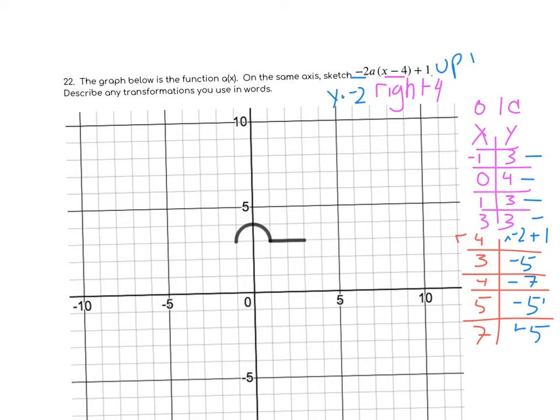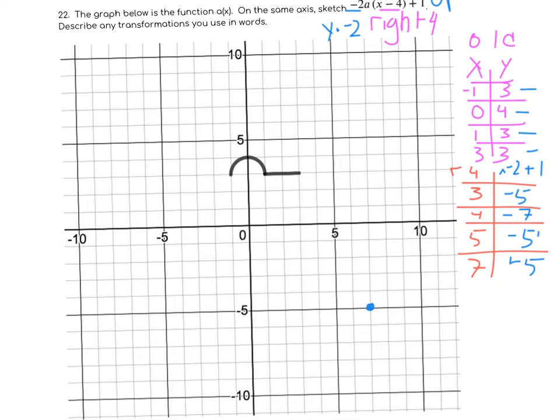So we got 7, negative 5. 7, negative 5 is here. We have to move up a little bit. We're going to be at 5, negative 5. 5, negative 5 is here. We're going to be at 4, negative 7. So that's 4, negative 7. And then 3 back to negative 5. To kind of keep this going in the same shape, we've got the nice curvy part here. And you might notice that this is twice as tall as it was originally. It's flipped upside down from where it was, and it is also moved 4 units to the right.